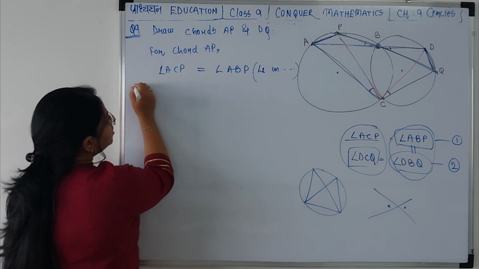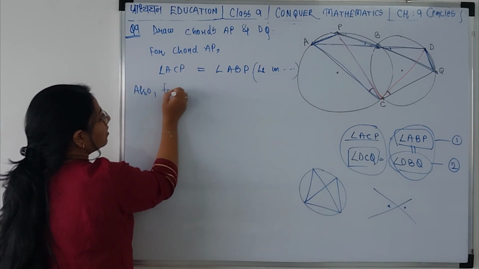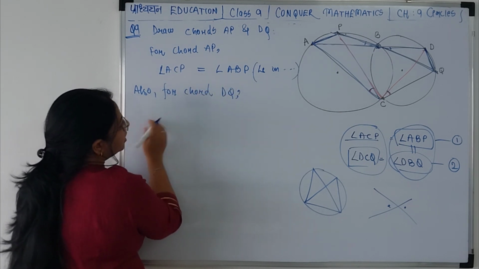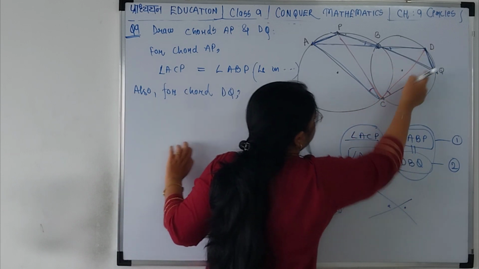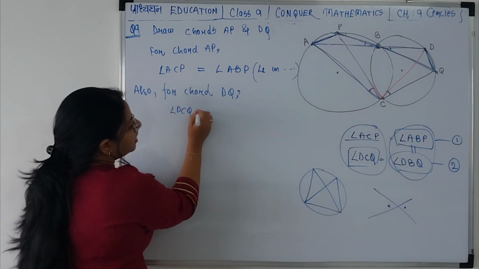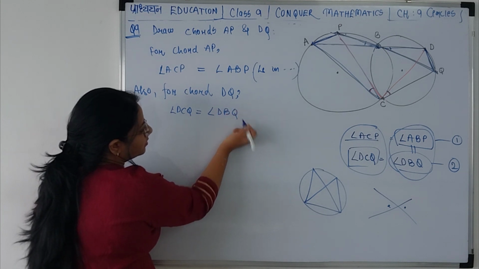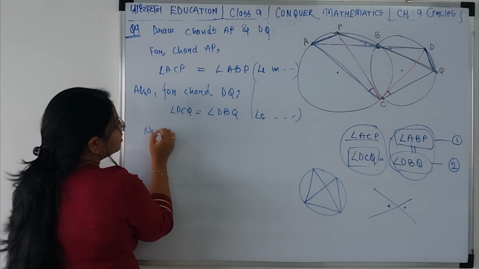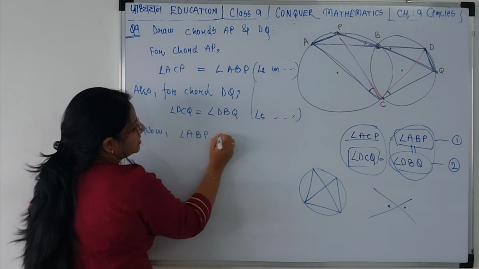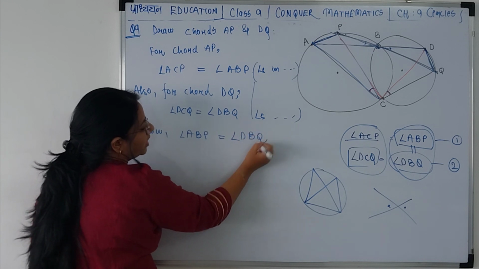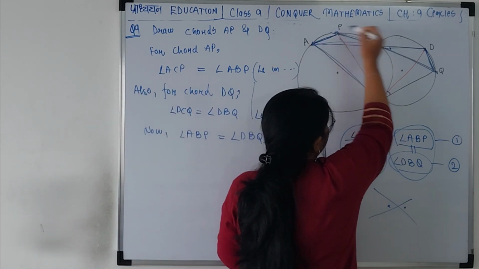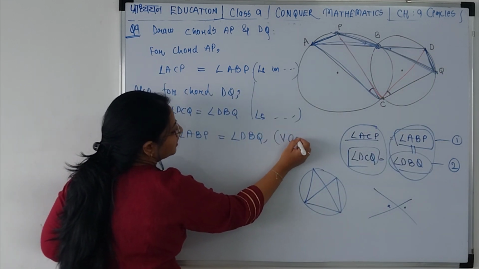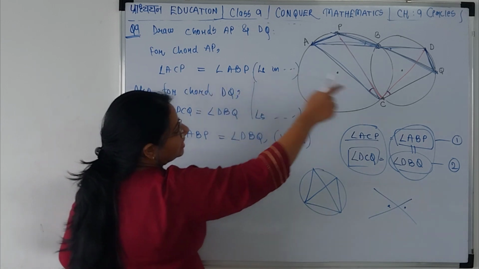Okay, so we get this, they are the angles in the same segment. Also for chord DQ, what do we have? For DQ we have angle DCQ equal to angle DBQ. Okay, again same angles in the same segment. Now angle ABP is equal to angle DBQ. Why can you say that? Angle ABP is equal to angle DBQ because they are vertically opposite angles formed by the lines ABD and PBQ.